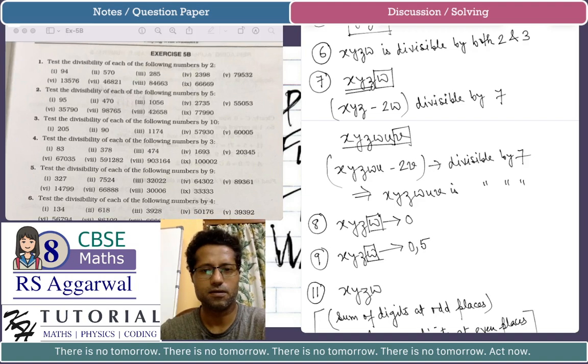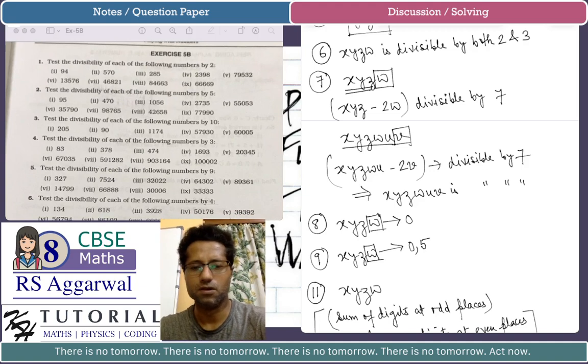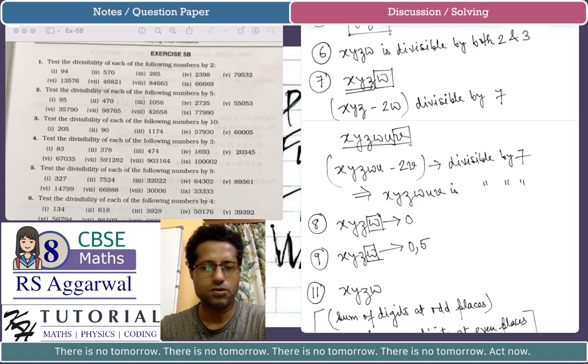Let me quickly check. Okay, I hope the exercise 5b problems are visible on the left-hand side. I will not solve all the problems. Definitely there are redundant problems, but I will solve a few of them from each problem type.